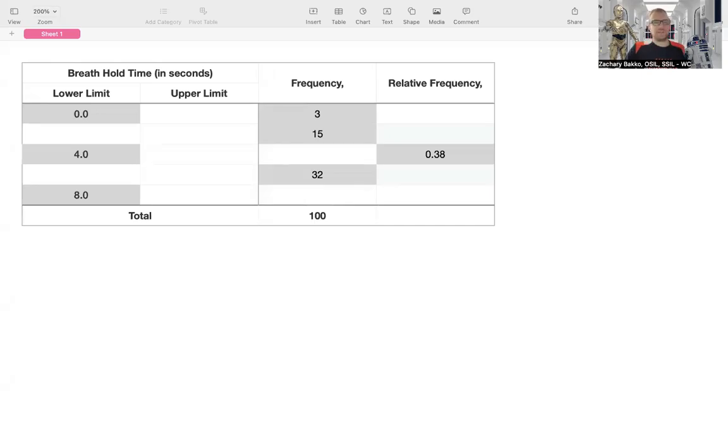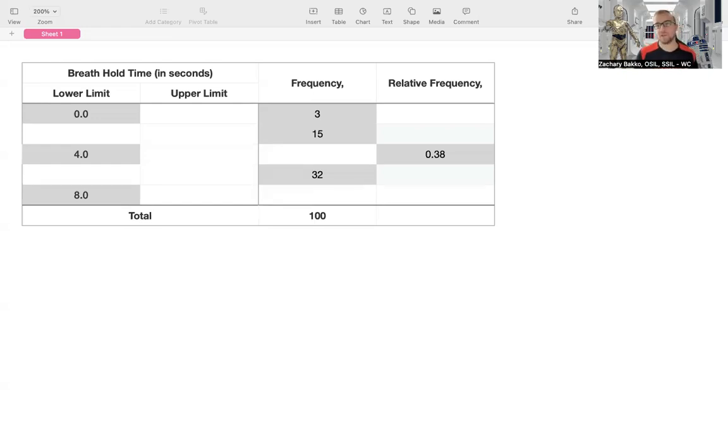Hey everyone, so this video is going to be about class width. This is actually from your quiz 2 review, so if you were in the session, we saw a little bit of this that I showed, and I thought this is a good problem because it helps us understand everything we need to know about class width, frequency, and relative frequency.